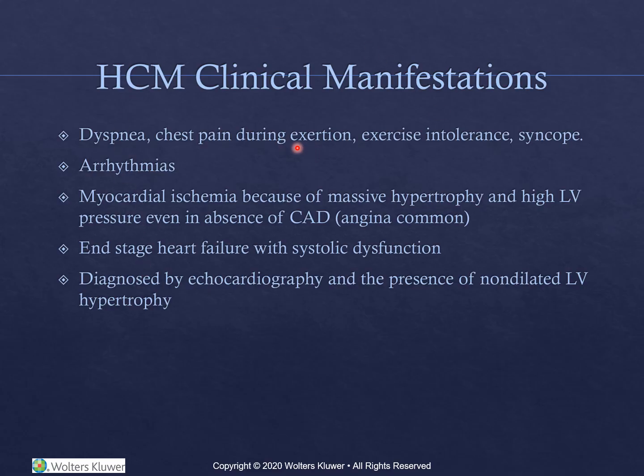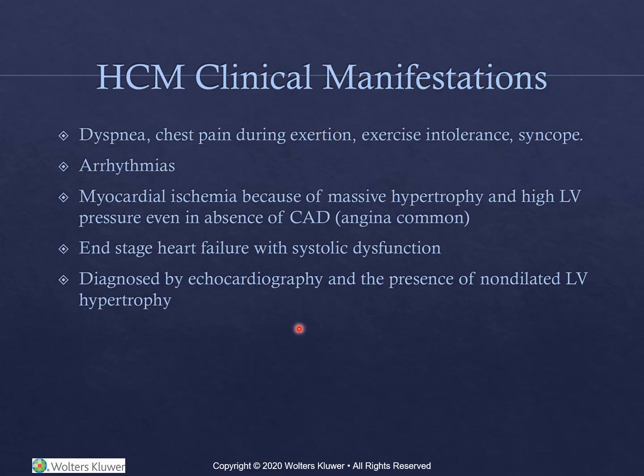So a person with HCM, some of the clinical manifestations are things like dyspnea. They often have chest pain, especially during exertion. They become intolerant of exercise, and they might have syncopal or fainting episodes. They are very prone to arrhythmias or dysrhythmias, again, because of all of that restructuring and remodeling and growth of the heart. It has a significant impact on the electrical system, and arrhythmias become more common.